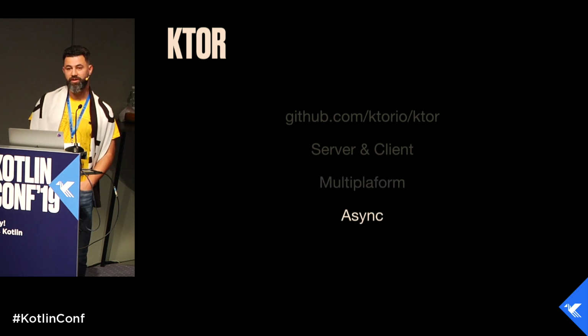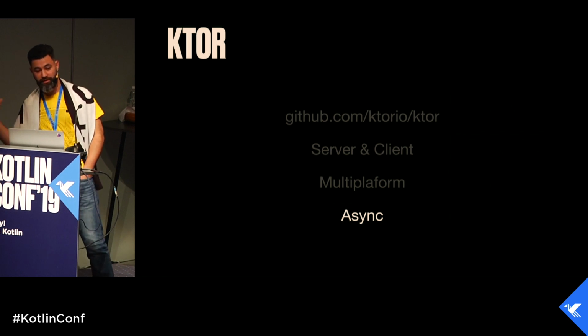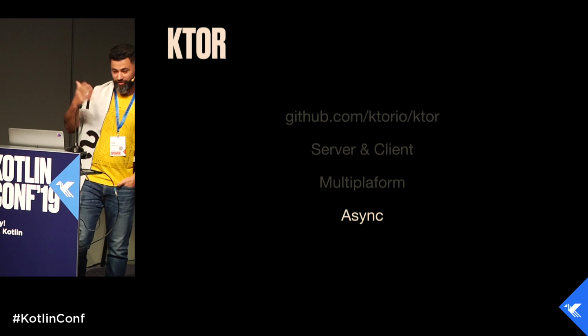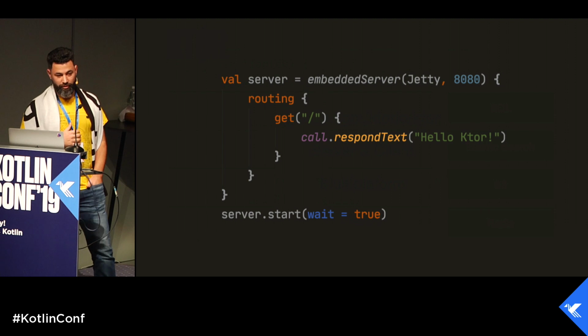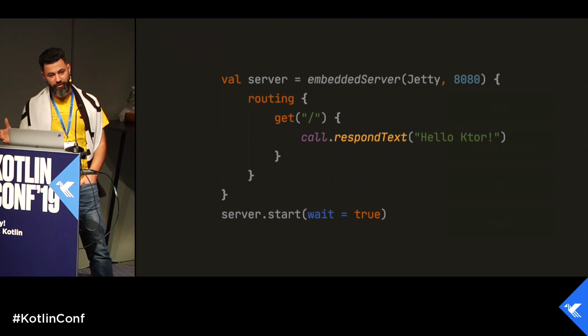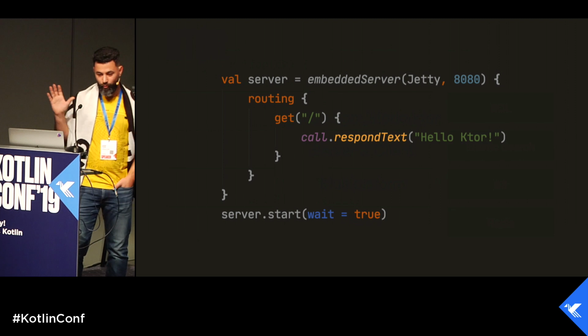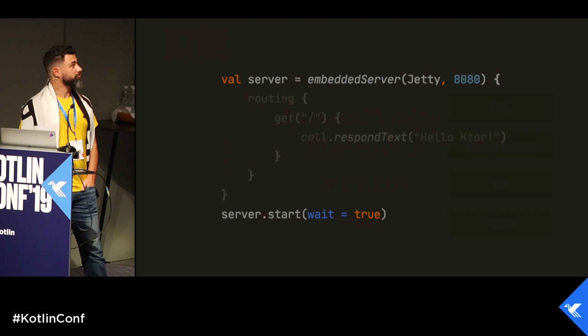And Ktor is completely asynchronous. So when you define some endpoint on server side, you define it in an asynchronous way. It's not blocking. When you call something from the client side, it is also asynchronous, so it's also not blocking. You define and run the server right from code. You don't need to bother to create some servlet container, deploy your WAR files there or whatever. You just create a server, initialize it, and then you start it. That's it.